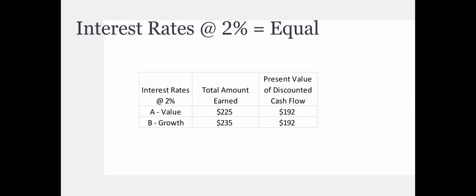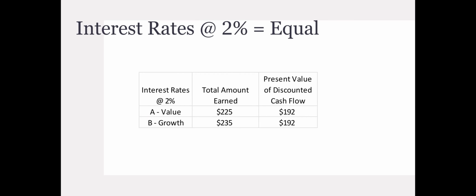2%. Company A, as we saw, pays a total amount of $225. 100 of that is paid in a series of installments over the first 10 years, with a terminal value of 125. If we discount each of those cash flows back by an interest rate of 2%, that generates a present value of those future cash flows today of $192.